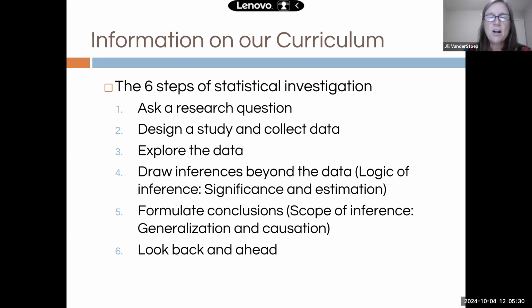And then we formulate our conclusions, and this is our scope of inference, which incorporates both generalization and causation from our 4 pillars. Then, like any good researcher, we look back at what we did, see if we could have done things better, and we look ahead to see what we might do next. Is there a new research question we'd like to explore based on our study findings?